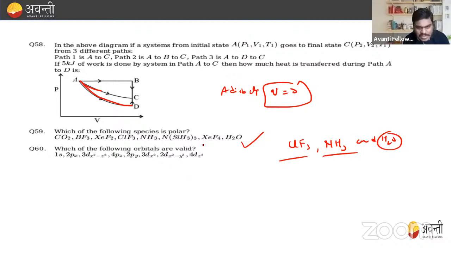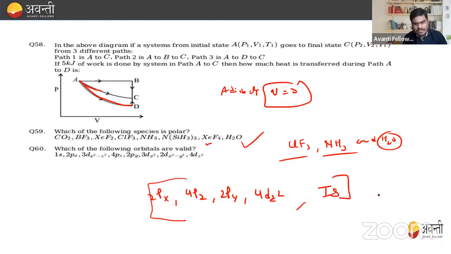Okay, which of the following orbitals are valid? So yeah, 2px is valid, right? And 4pz is valid, 2py is valid, 4dz square is valid, right? So these are the valid orbitals: 2px, 4pz, 2py, 4dz, right? 2dx square is not possible because d orbitals exist only when the principal quantum number is minimum 3. So these are correct. Okay, so out of these, only these 1, 2, 3, 4, and one more, that is 1s, right? So total number is 5. So these 5 orbitals are valid.